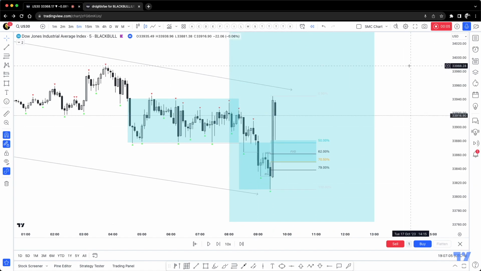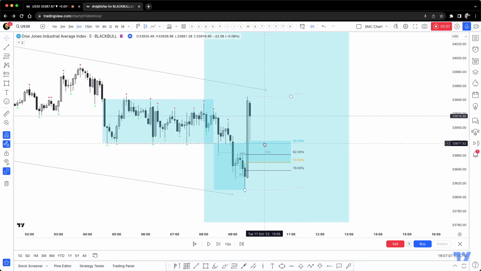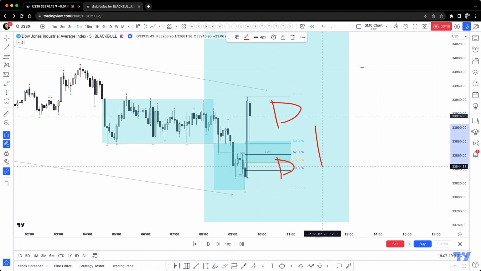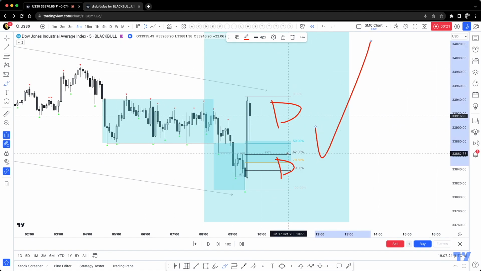So here we go. So far, this is the only fair value gap that I have, and most of the space is actually in discount, right? I'm in discount right here. This is discount, and this is premium. If you're looking to buy, we want to buy from discount. You don't want to buy from the premium right here.